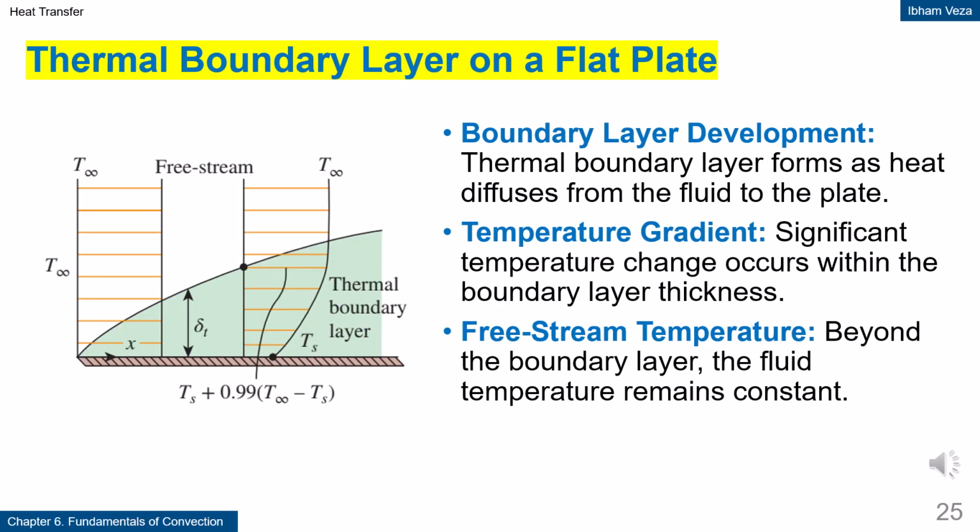Thermal boundary layer on a flat plate. The thermal boundary layer is formed because heat diffuses from the plate surface into the fluid. Within this layer, the temperature changes significantly from the wall temperature to the free stream temperature. Outside the thermal boundary layer, the fluid temperature is nearly constant. The thickness of the thermal boundary layer is not always the same as the velocity boundary layer. The relationship between them is strongly influenced by the Prandtl number.